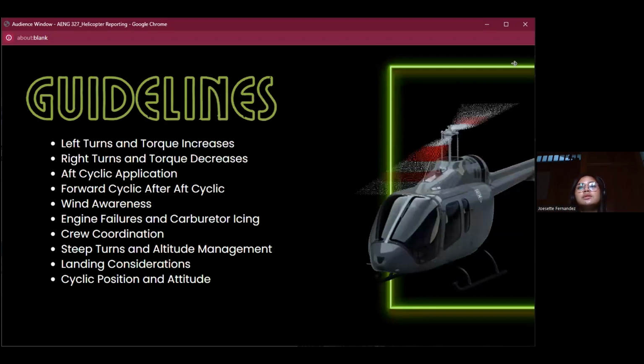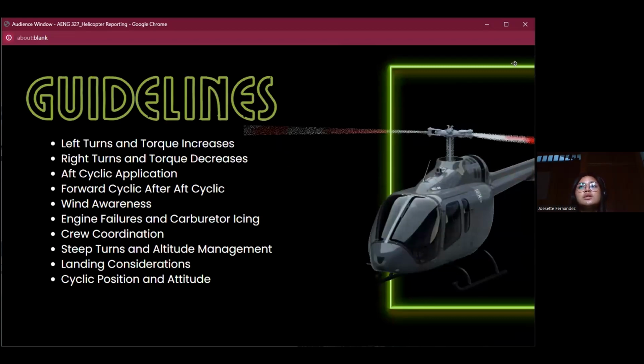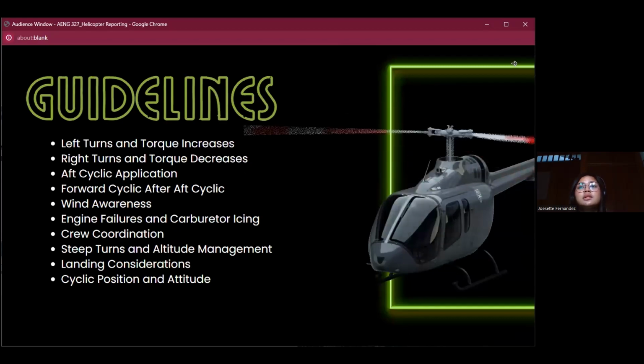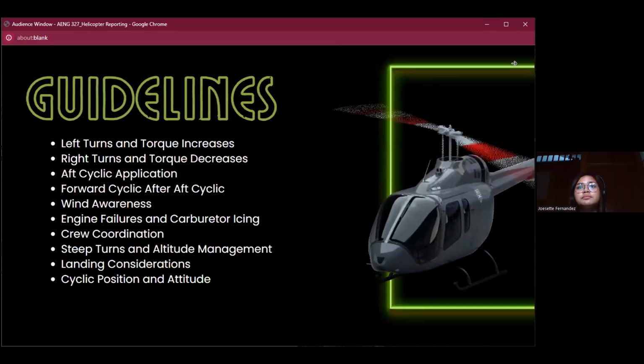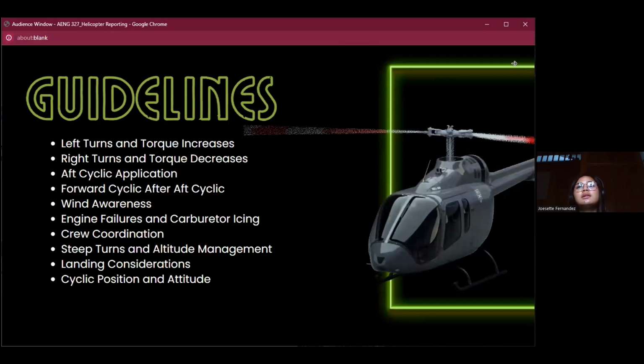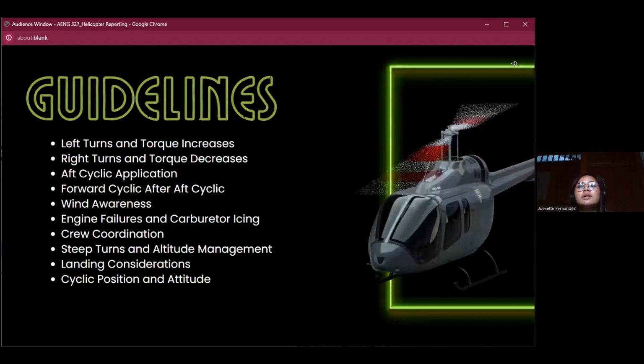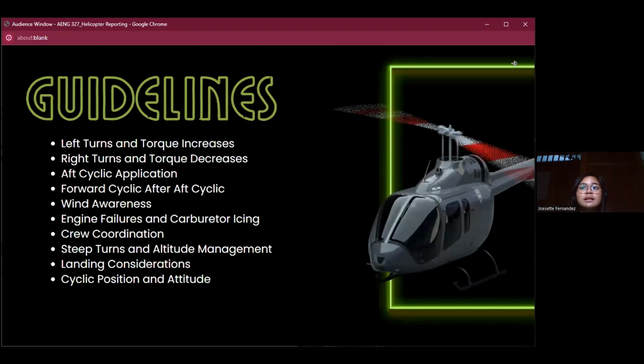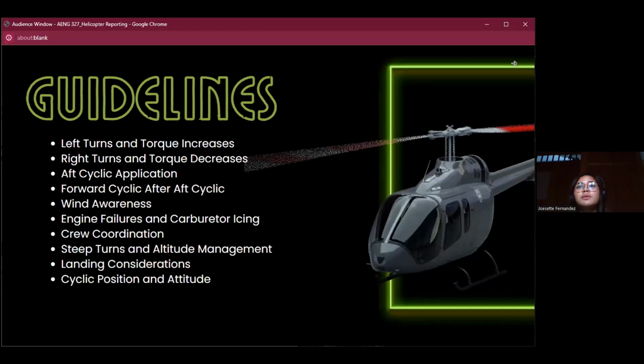Crew coordination. Effective communication and coordination among crew members are critical. Steep turns and altitude management. A failure to anticipate this at low altitude can be dangerous. Landing coordination. Normal helicopter landings often require high power settings. Terminating a descent into a hover, for example landing, demands the highest power setting.